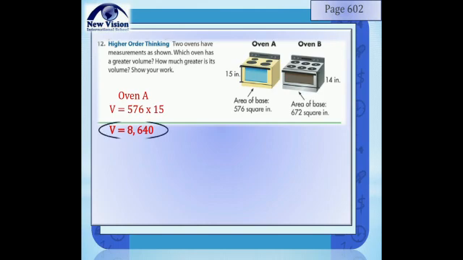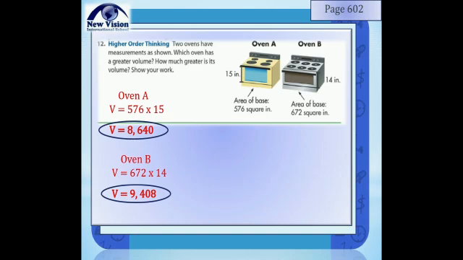equals 8,640. For oven B, 672 times 14 equals 9,408. So based on our volumes, which one has a greater volume? Is it oven A or oven B? Correct. It's oven B. Now, let's find out how much greater is its volume than oven A.